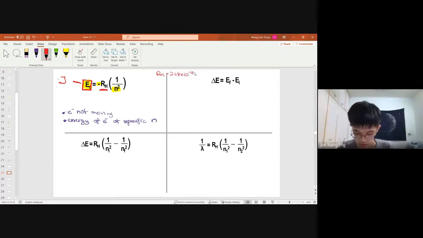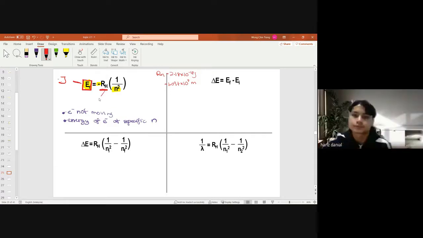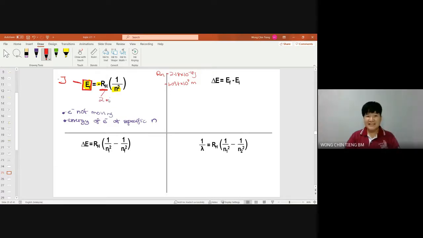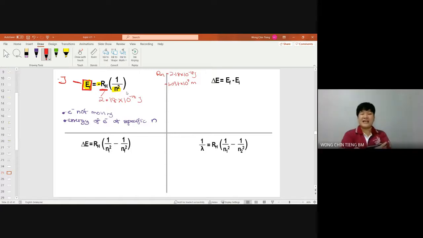1.097 times 10 power of 7 meter. All right. Meter. Daniel. Harris Daniel. Untuk equation pertama, RH value mana yang kita guna? Yang atas. 2.18 darab 10 kuasa negatif 18 joule. Alright, thank you. Kita ada dua formula. Kita ada dua value RH. 2.18 times 10 to the power negative 18 joule, and also 1.097 times 10 to the power 7 meter.